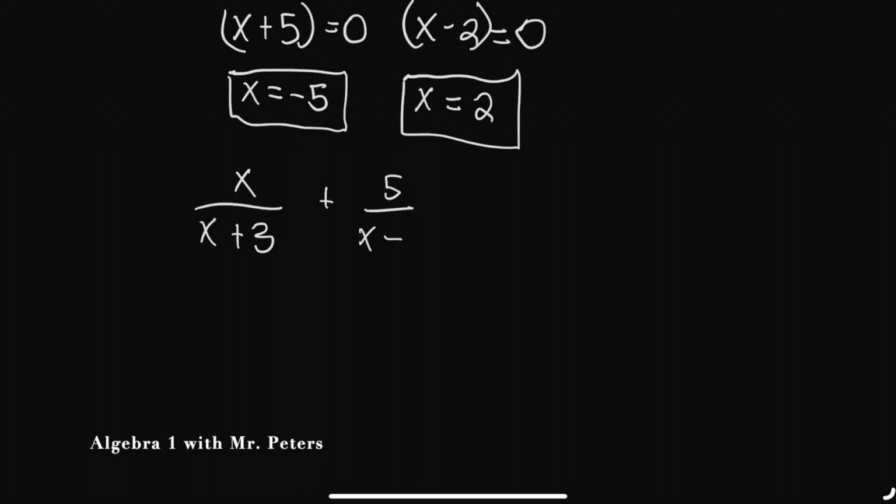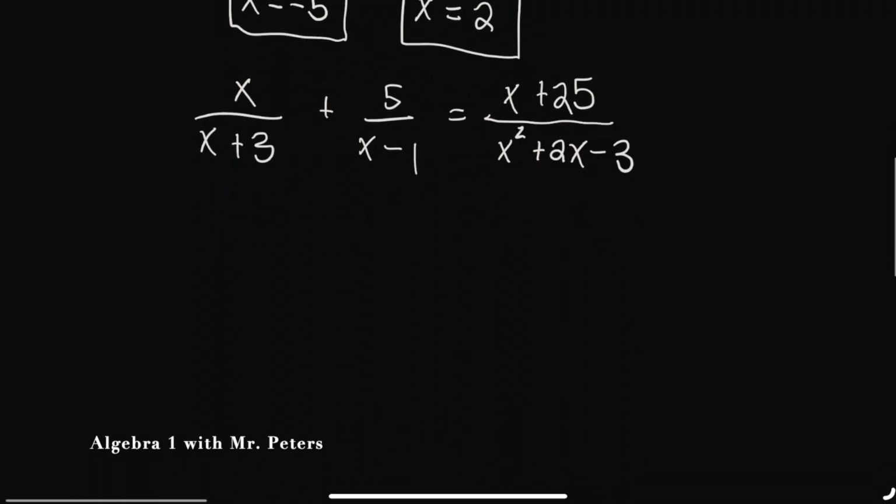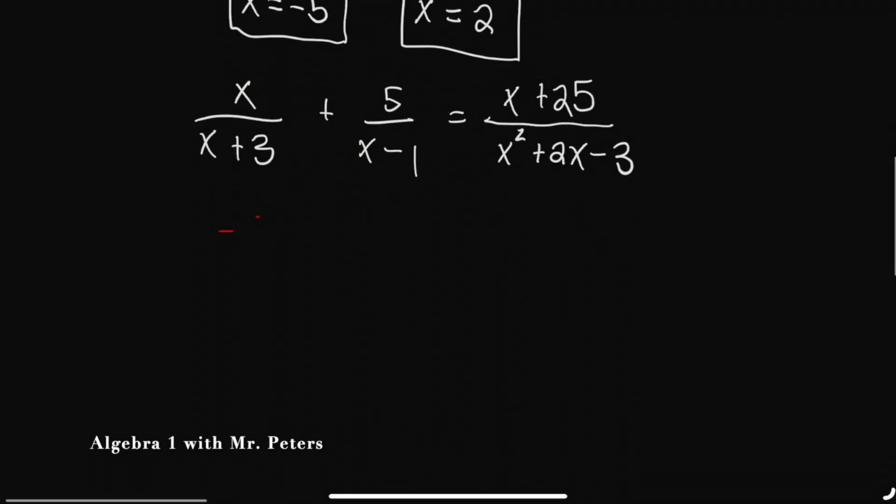So what we want to do at this step is check for extraneous solutions. All we're saying is, hey, when we plug these x's in, will they actually be a solution? And that's what we're about to find out right now. So let's start off with negative 5. Everywhere I see x, we're going to put negative 5.